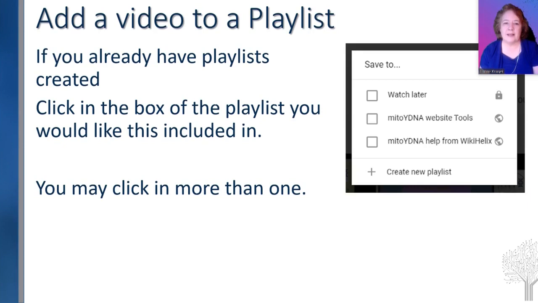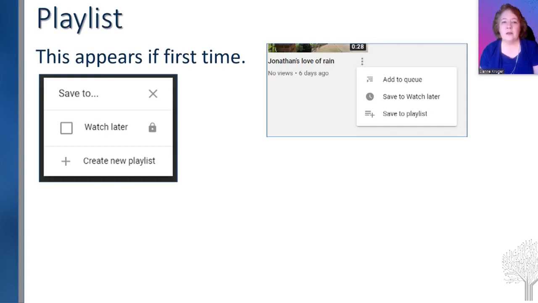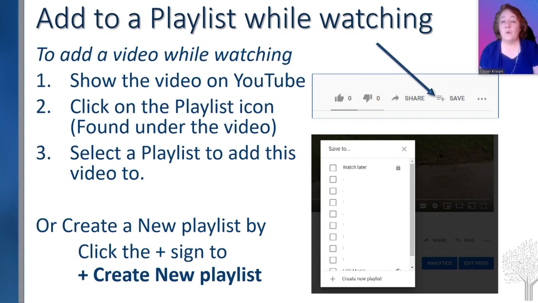If you do not have a playlist, then you can create one right here at this point. So here, the first time it appears, this is what happens if you don't have any playlists at this point. You do have one when you create a YouTube channel. YouTube automatically gives you a watch later list, because you can click on videos and say, I want to watch these later. We want to add a playlist while you're watching.